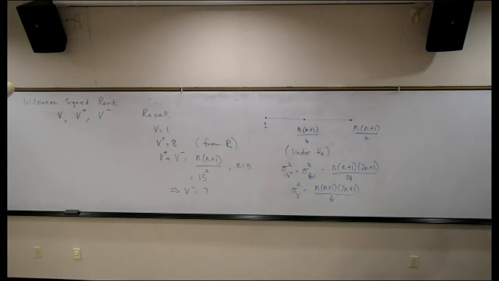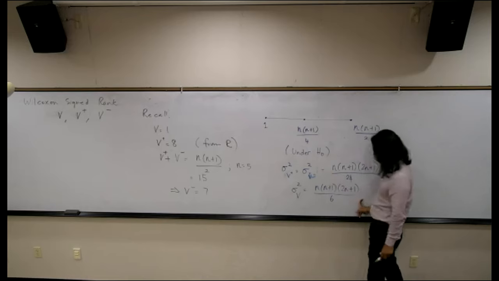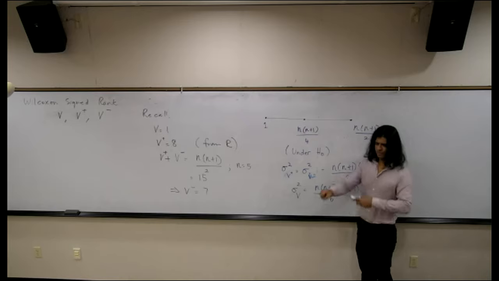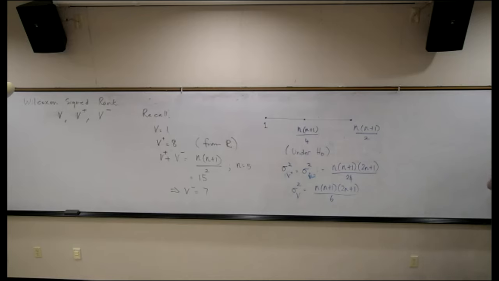Any thoughts as to where this is coming from? This is not in the book. I'm searching, I couldn't find it. It's like the sum of squares equation. Very good. This is the sum of squares of n natural numbers. I'm squaring the ranks, adding them together, and it is going to end up with that for me. Good so far.